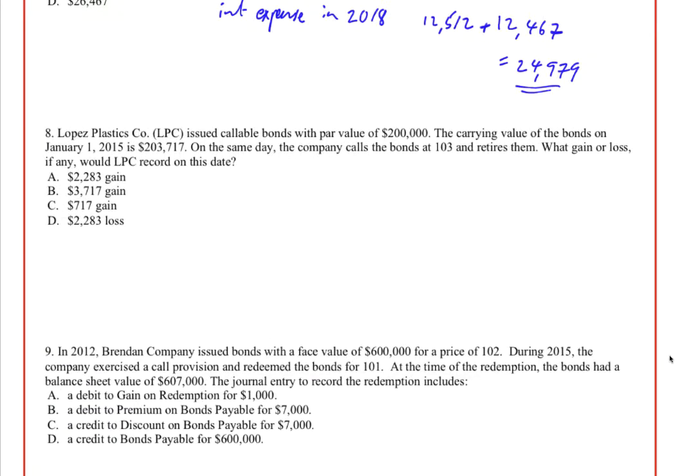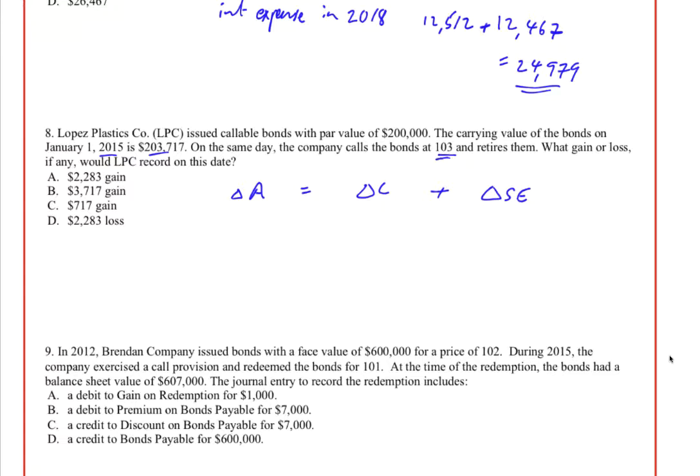Question 8. Lopez Plastics Company issued callable bonds with a par value of 200,000. The carrying value of the bonds on January 1st, 2015 is at this price. On the same day, the company calls the bonds and retires them. So this is just like the question we had earlier. Again, let's think about what happens to change in assets, because we know change in assets is change in liabilities plus change in stockholders' equity.